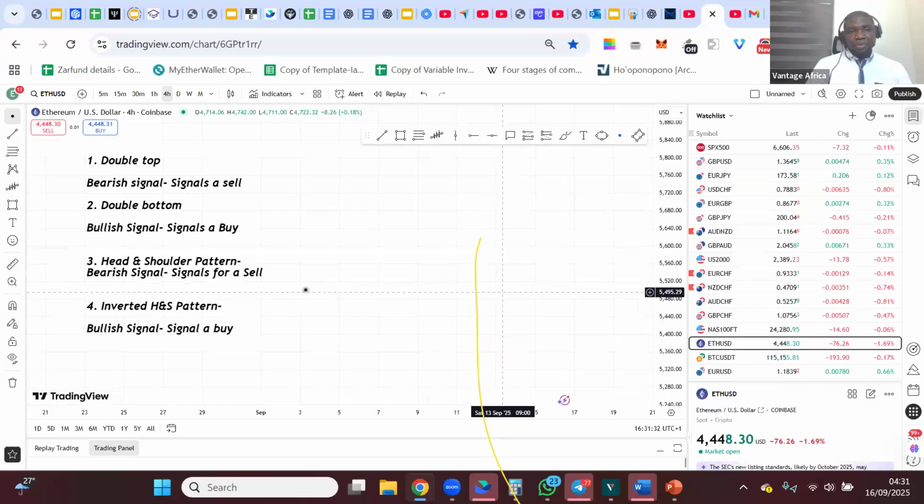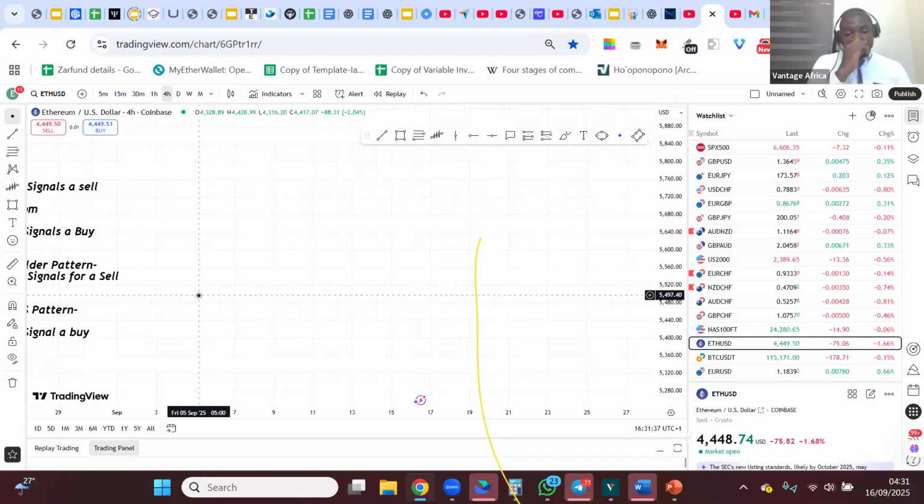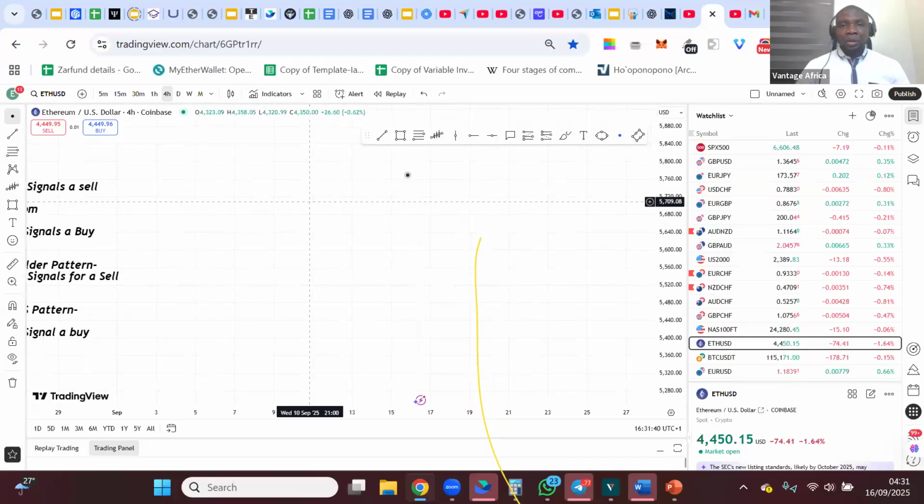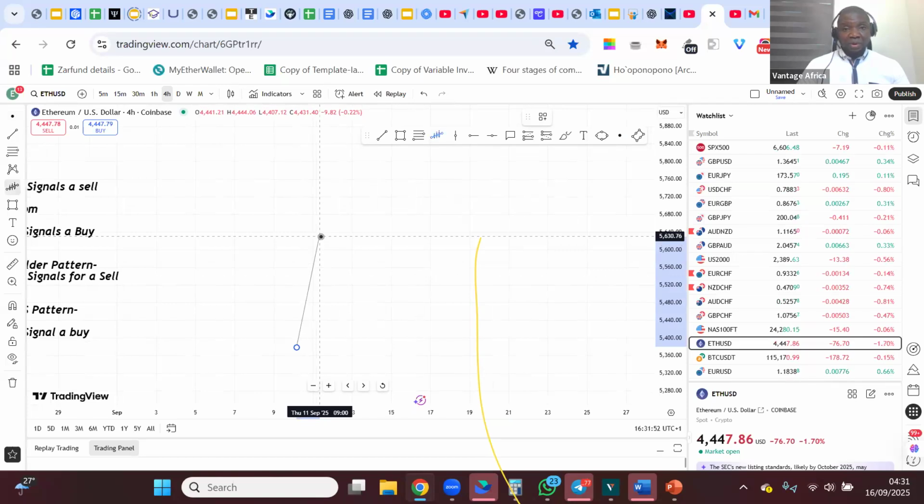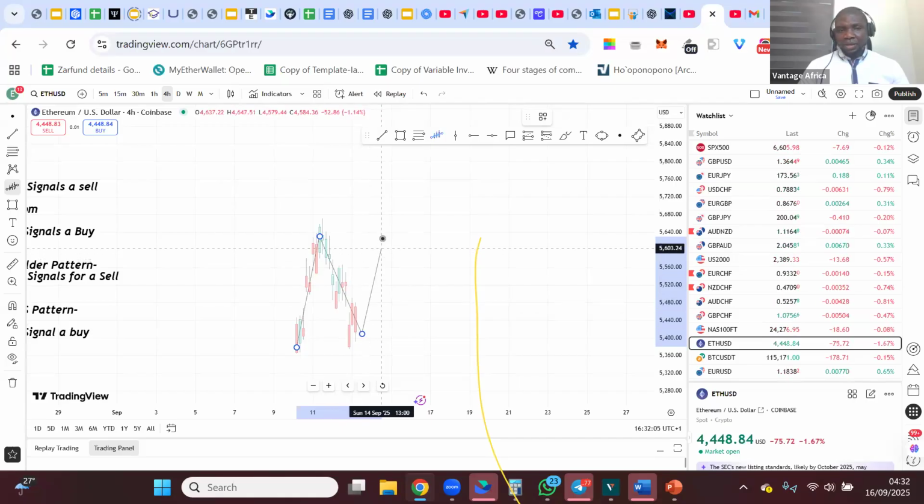Okay. The third thing is what we call a head and shoulder pattern. So the way this works is this. You will see that price is buying, which means it's rising. It hits a level, then you see it coming down. You're like, okay, let's see what happens. Then it stops and starts going up again. Then it hits this level, which is the previous high.